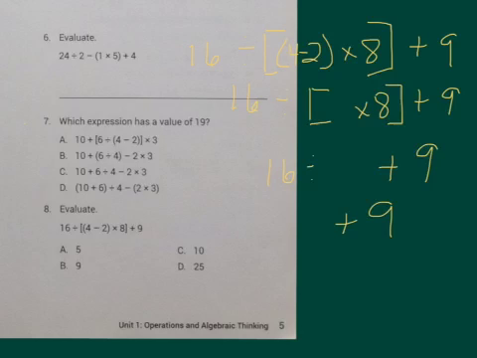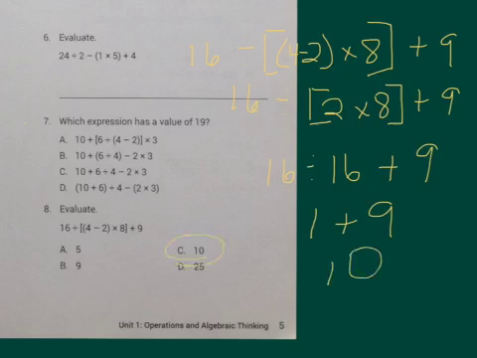Okay, so let's fill in these blanks. So first off, we're going to do our parentheses first. So we're going to say 4 minus 2 is going to give us 2. And so then we're going to multiply 2 times 8, and that's going to give us 16. And then we're going to say 16 divided by 16 is going to give us 1. And then 1 plus 9 is going to give us 10. So number 8 is C.